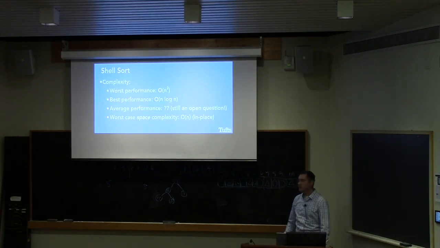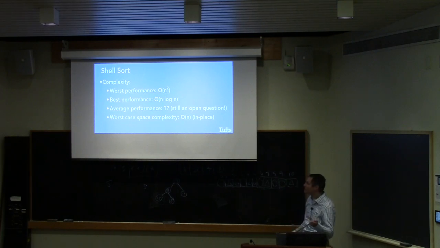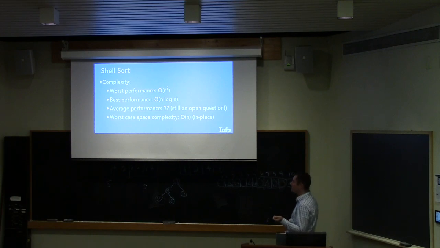The worst performance is n squared. Not so good. Best performance, n log n. So I guess if you find a good gap size and you've done it right, even with the best performance, n log n, which is still not that great, right? A lot of our best performances are like n squared, or n. The average, though, is still an open question. You're probably not going to see this in a real sort anywhere. Definitely in place, because we didn't actually do anything. It's just insertion sort.